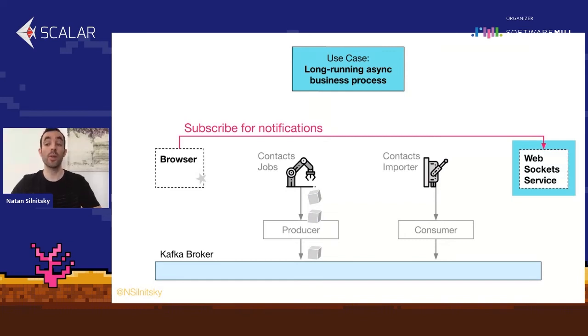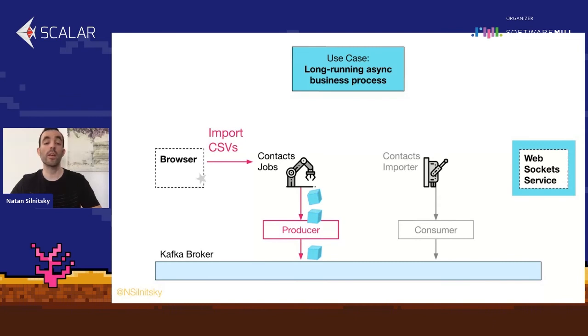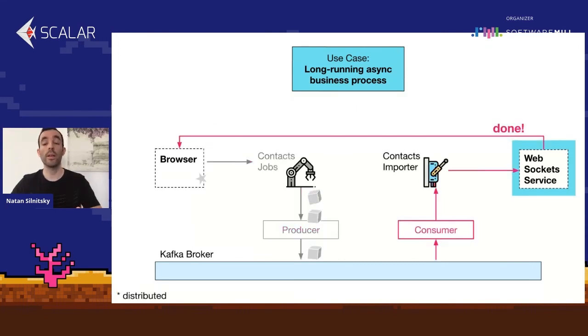So the first thing we need to do is to subscribe to notifications from the WebSocket service. Then the browser will request to import contacts, maybe from a CSV file that was previously uploaded. So the job or multiple jobs will be created by producing them to Kafka. And then the contacts import service will be able to consume these jobs. And once it's done, it's able to notify the WebSocket service, which then will notify the browser. So now the user can follow up on what's going on with the import process. We can send intermediate notifications, like a progress bar, and keep updating about the progress. And all of this is done completely asynchronously. There could be a lot more services involved in this, and the user will not know about it, and everything will happen asynchronously in a completely distributed manner.